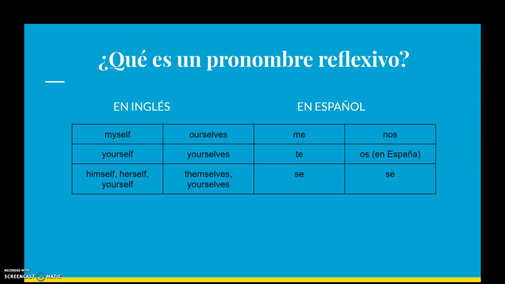These do not replace subject pronouns, and you can use them with subject pronouns. For example, it's perfectly fine to say yo me levanto, I get up. So be aware, these are a different type of pronoun as we move on, okay?